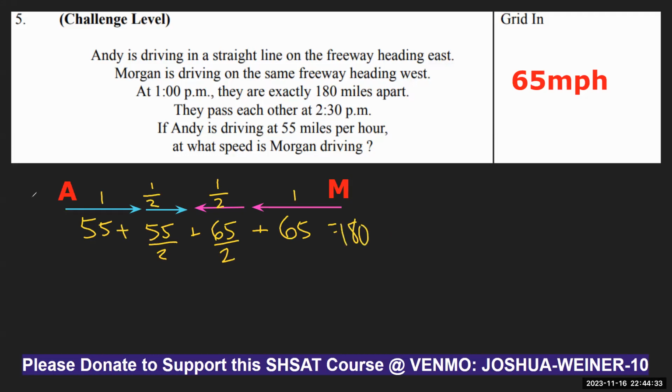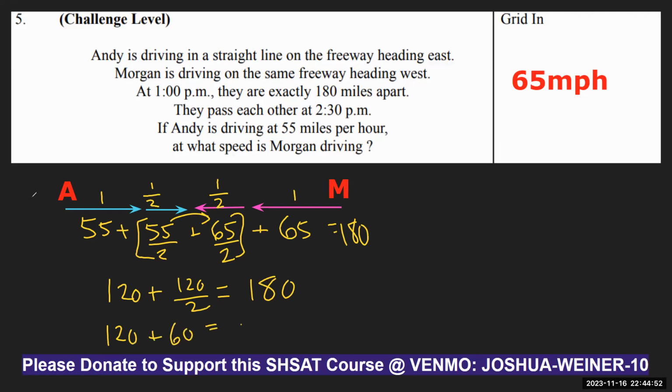Question mark. All right, let's see it in action. 55 plus 65 is 120. Plus 55 plus 65 is 120 upon 2. We're just adding the fractions, putting them together. That equals 180. It sure does, because 120 plus 60 equals 180. We have the correct answer for Morgan's speed. The end.